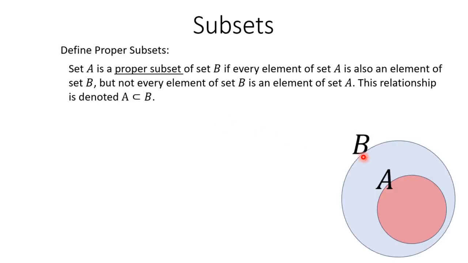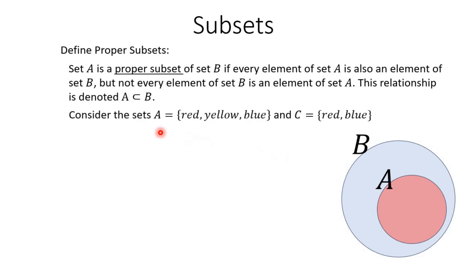So if you have set B and A is a subset of B, that means you can denote it, or you can illustrate it this way, where the circle representing set A is fully enclosed within the circle representing set B, showing that every element of A is also an element of B.